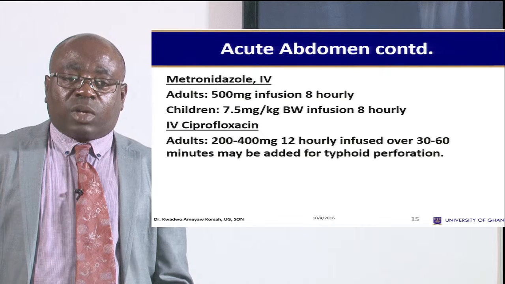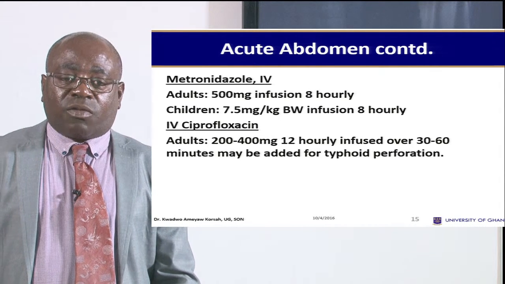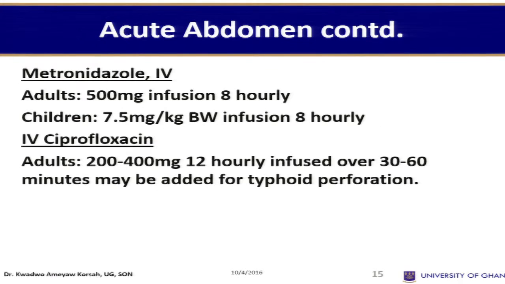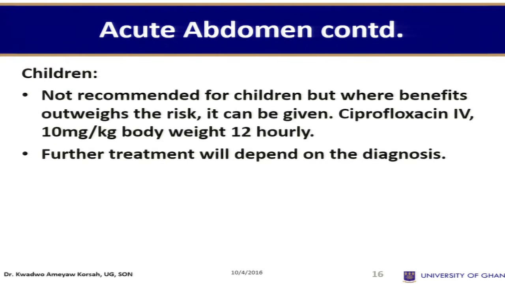And then in some cases too, we can give metronidazole, which is IV Flagyl, about 500 milligrams infusion 8 hourly. Children, 7.5 milligrams per kg body weight infusion 8 hourly. And then in some cases too, we can give IV ciprofloxacin, adults 200 to 400 milligrams 12 hourly, infused over 30 to 60 minutes, which may be added for typhoid perforation and other similar conditions.